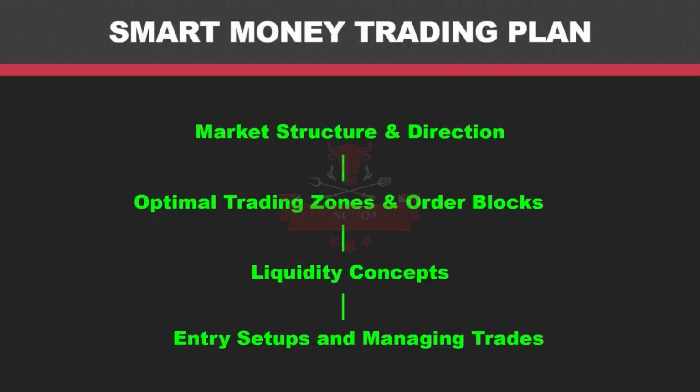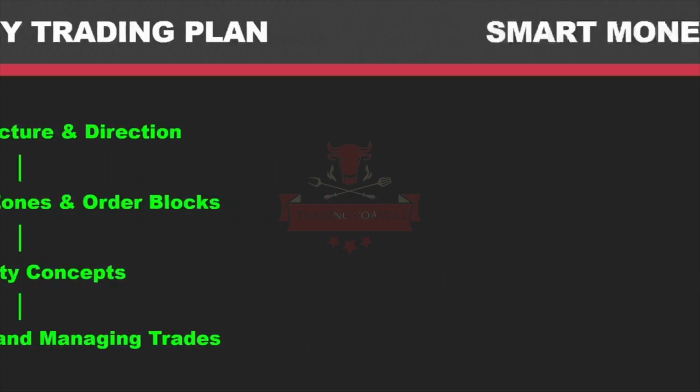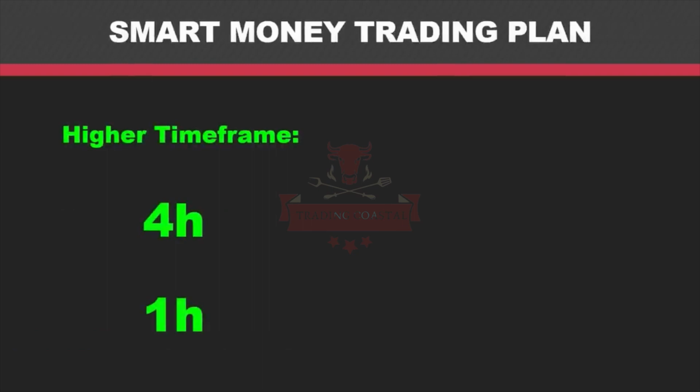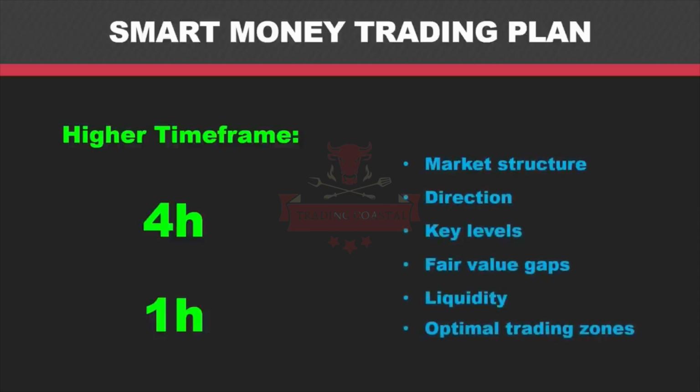Now let's get into the strategy. This trading plan consists of two major time frames. First, we have a higher time frame in which we will do most of our general analysis. We will read the market structure to find the direction, key levels, fair value gaps, liquidity areas, and more importantly, optimal trading zones that might potentially provide us with a high-quality trading setup.